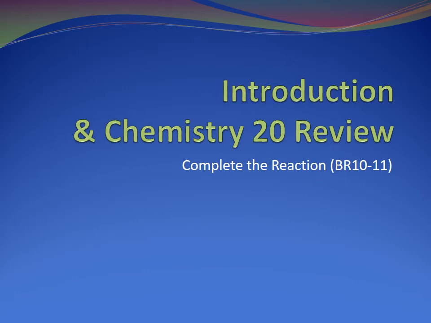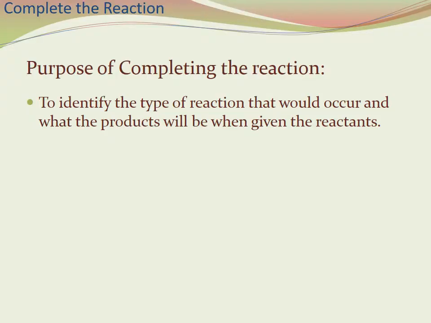Introduction and Chemistry 20 Review for completing the reaction, assignment BR10 and 11. The purpose of completing the reaction is to identify the type of reaction that would occur and what the products will be when given the reactants. The notes are already given to you, so you do not need to copy them down, but you need to take down the examples at the end of this lesson.